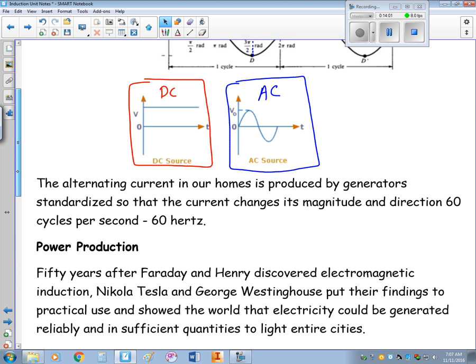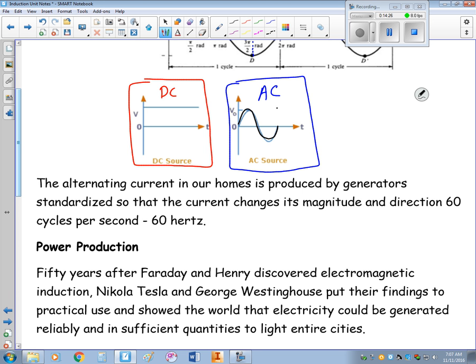The alternating current in our homes, because our homes run off of AC, is produced by generators standardized so that the current changes its magnitude and direction 60 cycles per second. So it has a frequency of 60 hertz. So what that means then is we see a complete wavelength, one of these, 60 times per second.